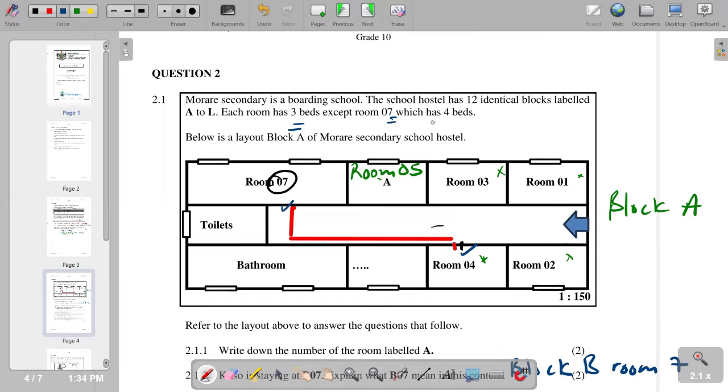So it means in block A, remember the blocks are identical. So if you calculate for block A, you can multiply by 12 to get the total for 12 blocks. So in that case, for block A, we have seven rooms, but 6 of them have 3 beds, and the 7th one has 4 beds. So you're saying 6 times 3, then you get for 6 rooms, then you add the 7th, which has 4 beds. Your answer is 22.